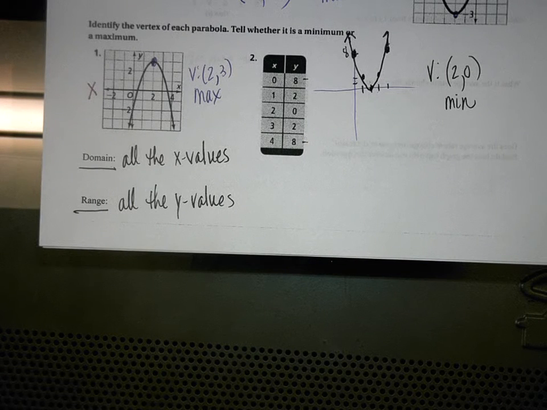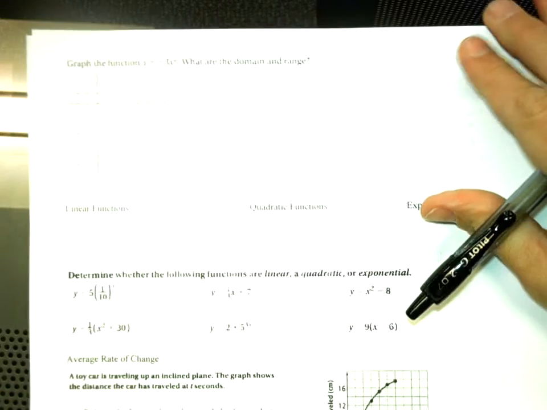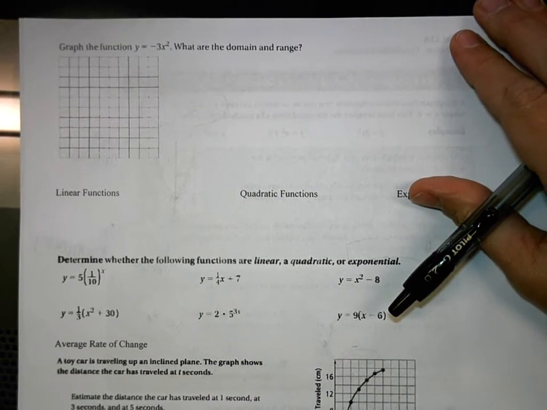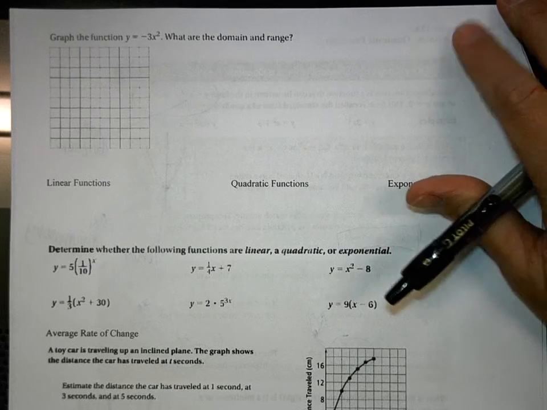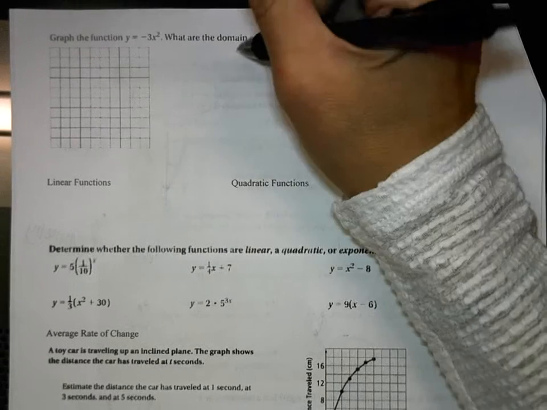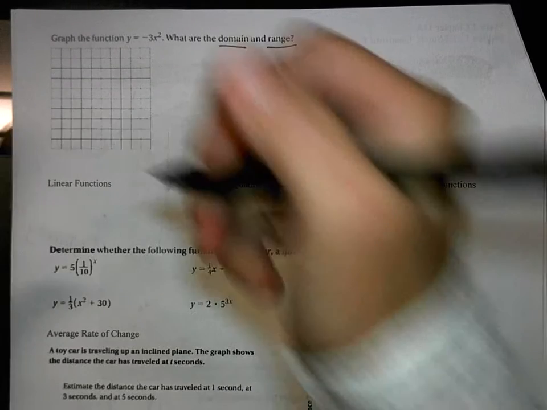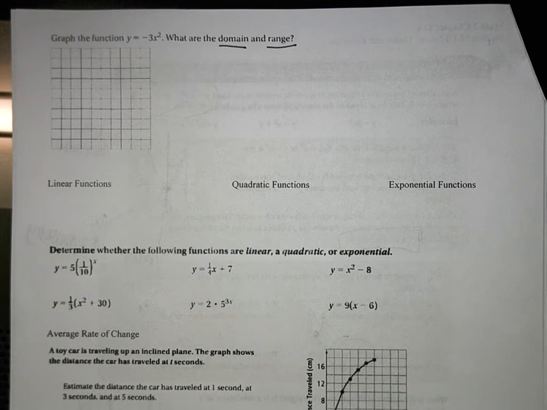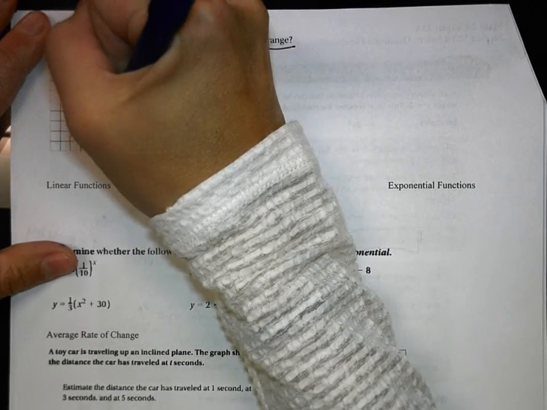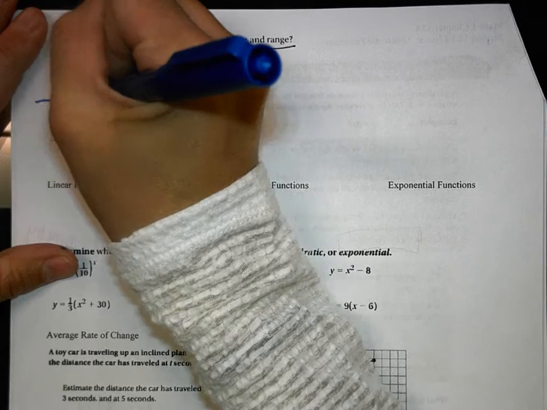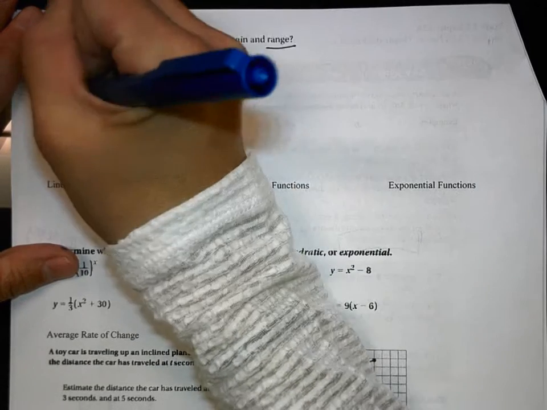Make sense? Okay, so we're going to go ahead and do some work with that. We're going to turn to the next page. Okay, so this one asks us to graph y equals negative 3x squared, and it also asks us to state the domain and the range. The first thing I would do on this one is draw your x-axis and y-axis, make it a solid line so we can graph this better. So wherever you choose to make your axes, that works.